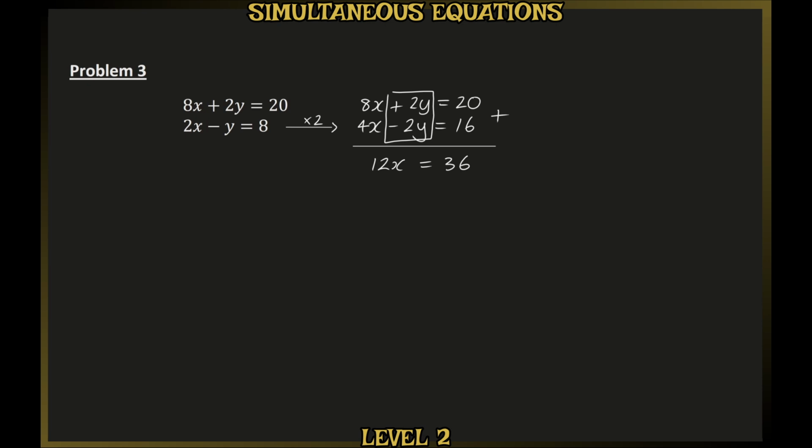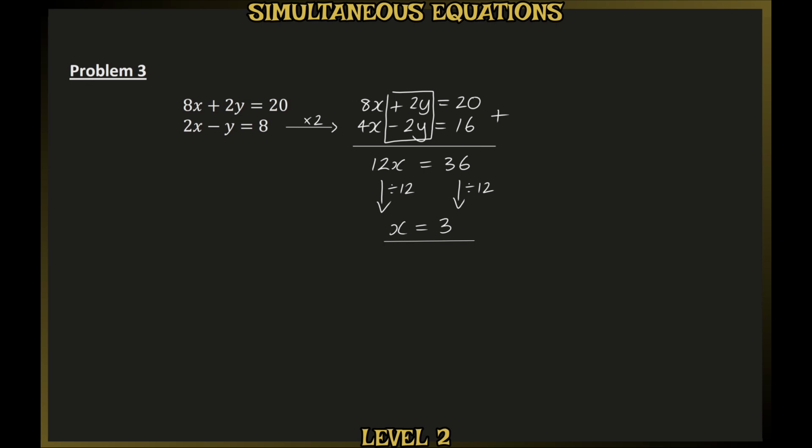To find the value of x, we now need to remove the times 12 from in front of the x, and we do this by dividing by 12 and doing the same on the right. On the left, the times 12 and the divide by 12 cancel out to leave us with x, and on the right, 36 divided by 12 is 3. So x equals 3 is the first part of our solution.